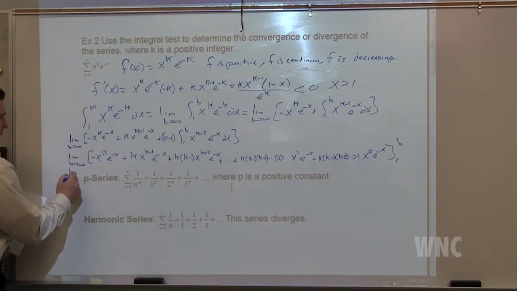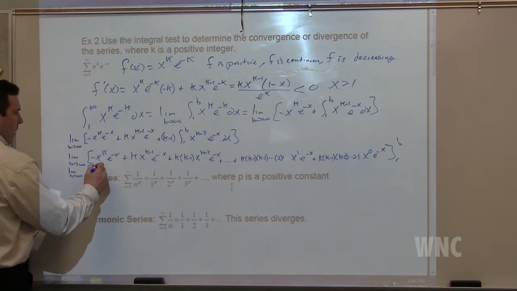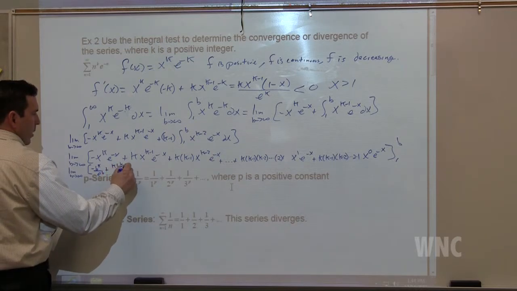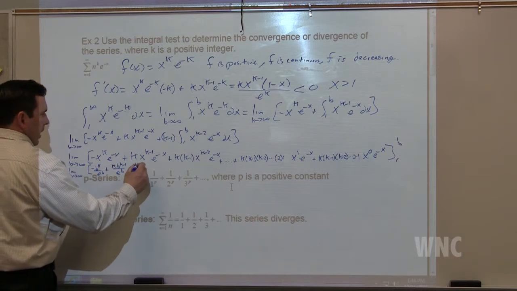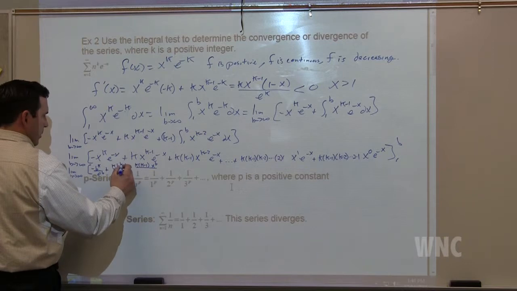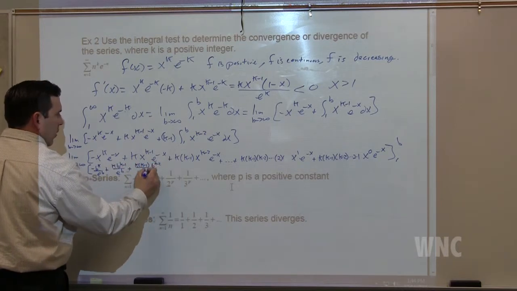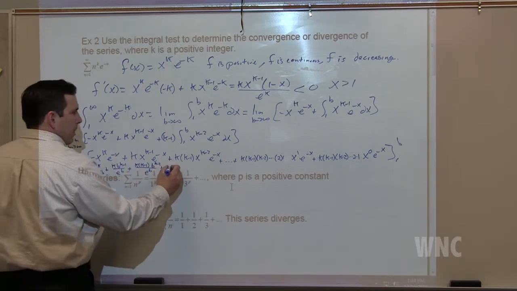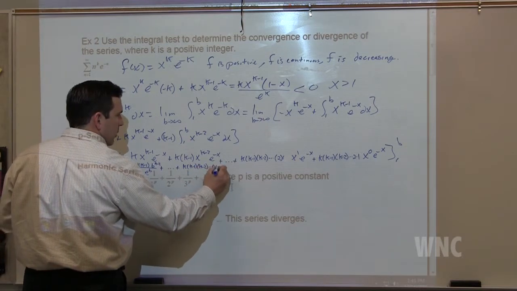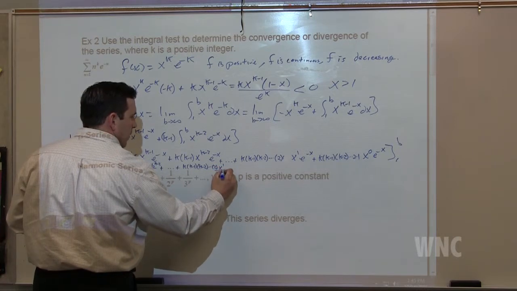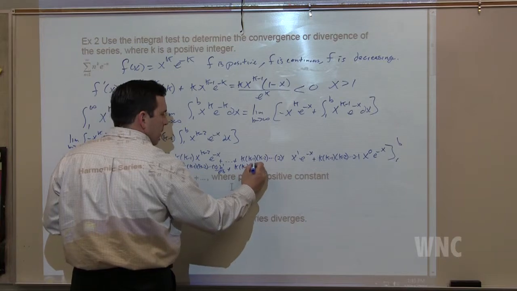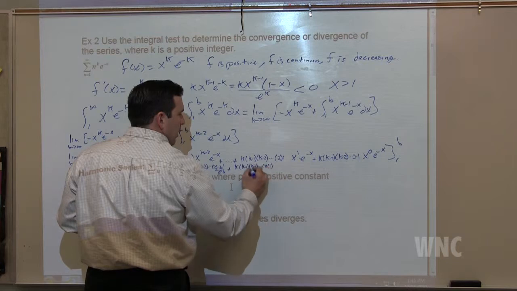So our limit as b goes to infinity, that's going to be negative b to the k over e to the b plus k times b to the k minus 1 over e to the b plus k times k minus 1 times b to the k minus 2 over e to the b plus k times k minus 1 times k minus 2 times 2 times b to the 1 over e to the b, plus, and then you have your k times k minus 1 times k minus 2, all the way down to 2 times 1. That's over e to the b.